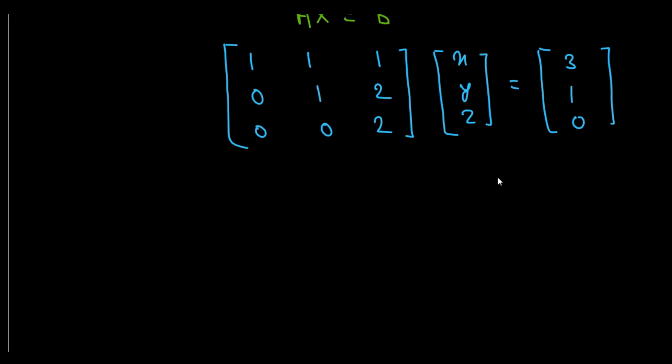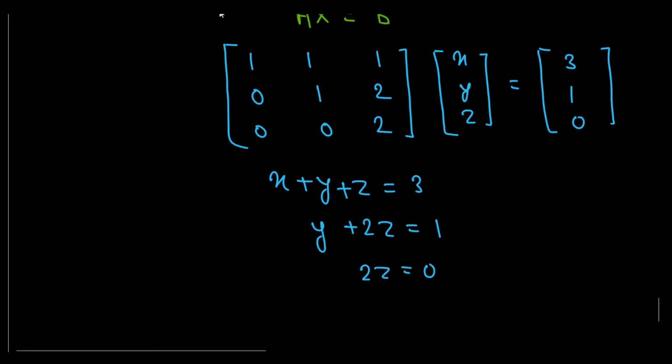The solution of this type of matrix is very simple. We have to use only back substitution. So just multiply these two matrices. First row and first column: 1 into x is x, 1 into y is y, 1 into z is z, equal to 3. Now for the second, 0 into x is 0, 1 into y is y, and 2 into z is 2z, equal to 1. And third, 0 into x is 0, 0 into y is 0, and 2z equal to 0. Now using back substitution, we can easily find the solution.